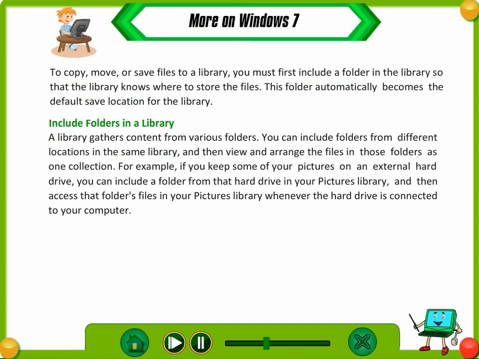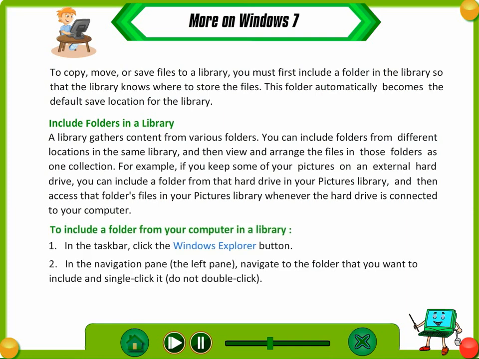You can include folders from different locations in the same library and then view and arrange the files in those folders as one collection. For example, if you keep some of your pictures on an external hard drive, you can include a folder from that hard drive in your Pictures library and then access that folder's files in your Pictures library whenever the hard drive is connected to your computer.